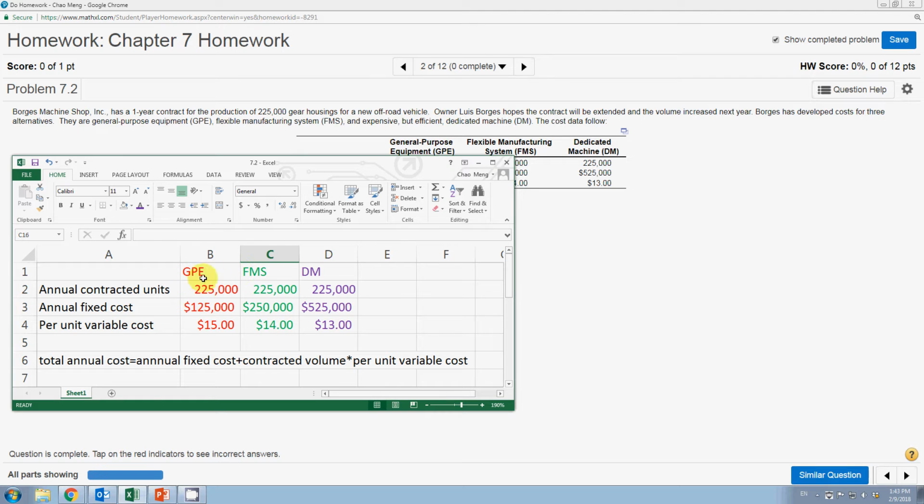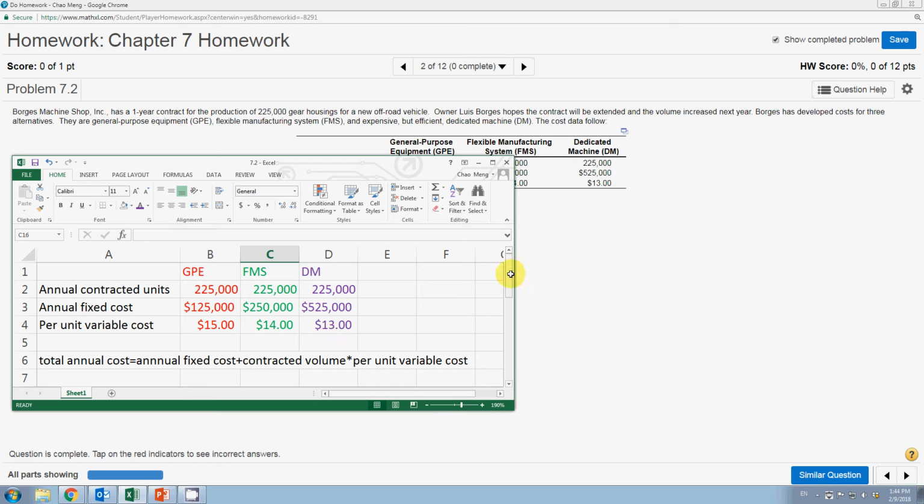So let's compare the GPE and FMS first. If we just look at those numbers, the fixed cost and variable cost, we know that GPE has a lower fixed cost, and FMS has a higher fixed cost. That means if our production volume or the contracted volume is relatively small, it will be better to use the GPE because it has a lower fixed cost. So fixed cost is the money we have to spend even if we only produce one unit of product. Okay? So if your volume is relatively small, you'd better choose the option with a lower fixed cost.